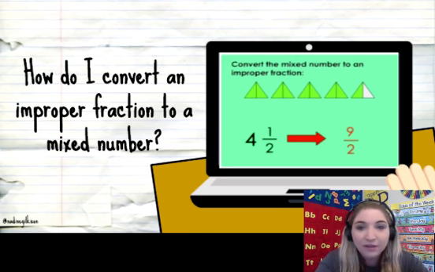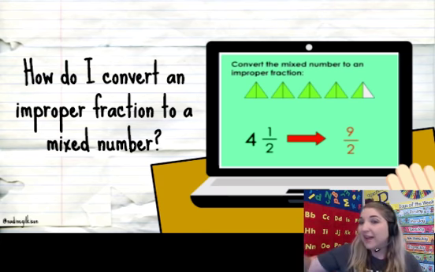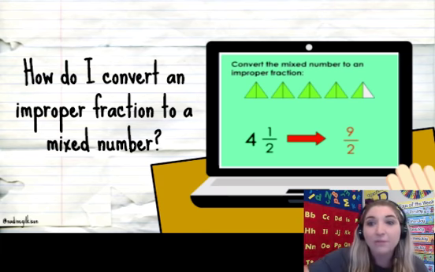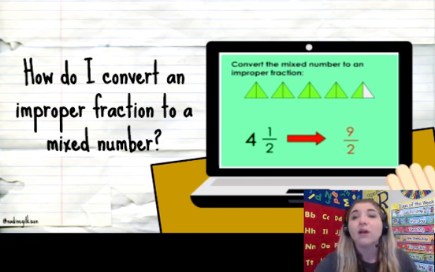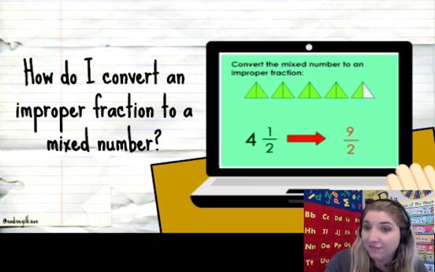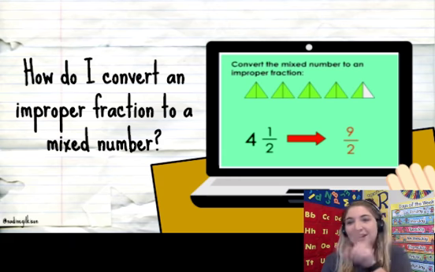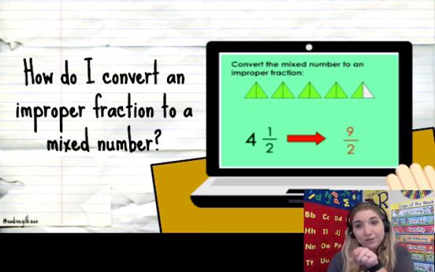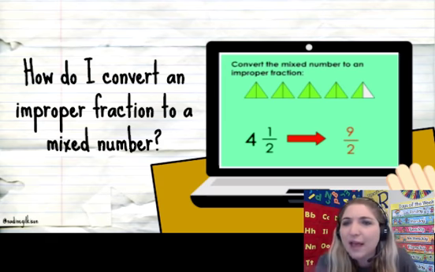So if you look, you will see that we have four wholes, 1, 2, 3, 4 wholes, with the last triangle being a fraction because it's not completely filled in. So I can see I have 1, 2, 3, 4 wholes and then 1/2. So this is where it gets fun. This is where we call it a C. You start at the denominator and you do 2 times 4, which equals 8, plus 1 equals 9. So you get 9/2.